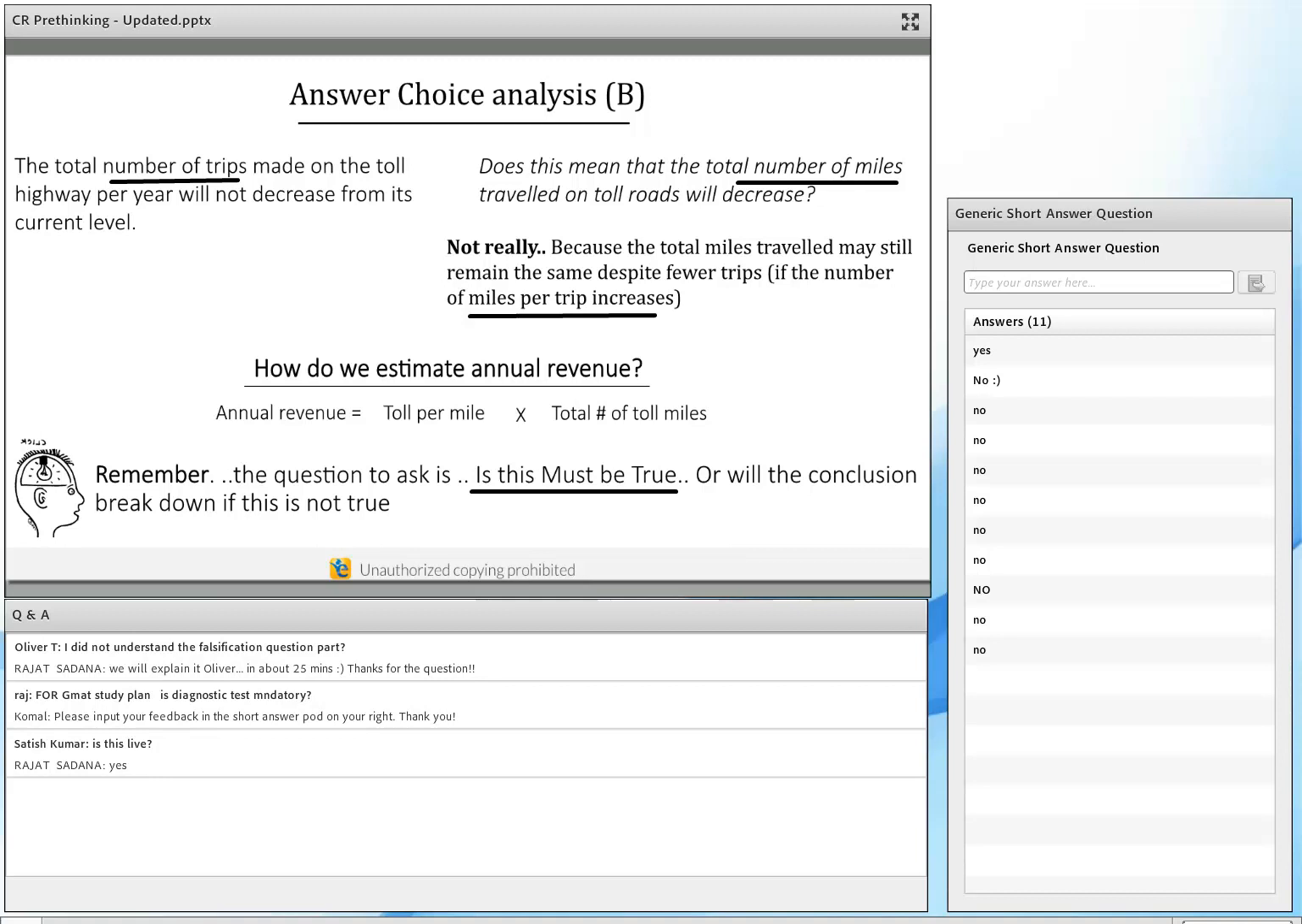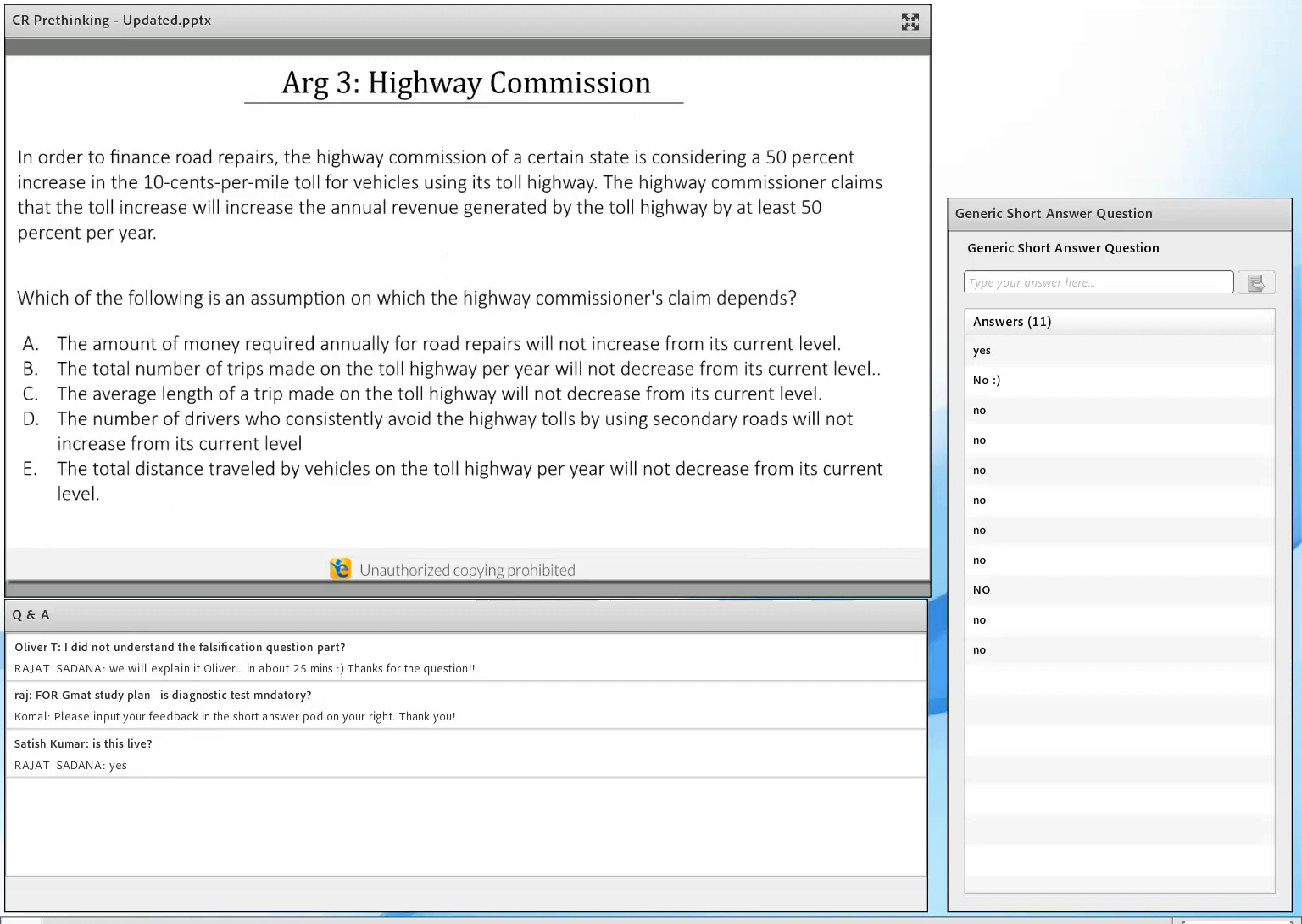And that's where understanding author's logic is really important. Now, for the same reason, you can apply the same logic to the average length of trip. If the average length of trip decreases, does it mean that the total number of miles will go down? No. Why? Because you could now make more trips.